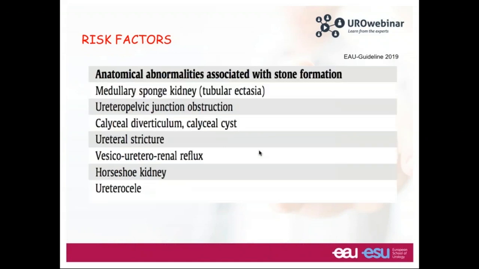Anatomical abnormalities are also associated with stone formation: UPJ obstruction, medullary sponge kidney, calyceal diverticulum. And you have to think that it is not only the anatomy and the stasis of the urine that predispose to stone formation, but these patients may also have metabolic factors predisposing to stone recurrence.